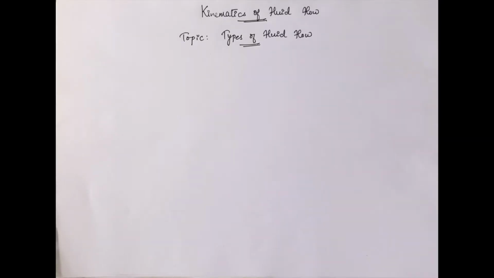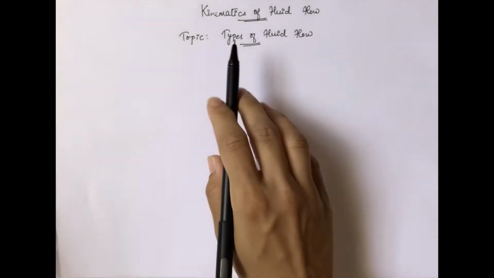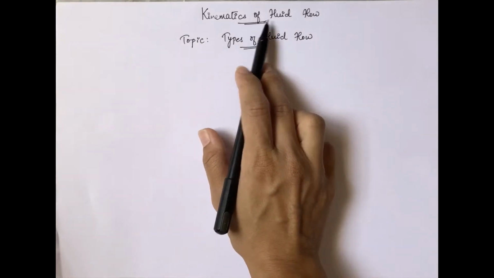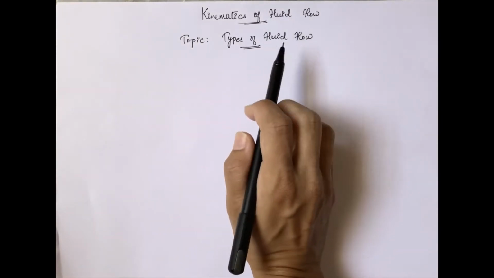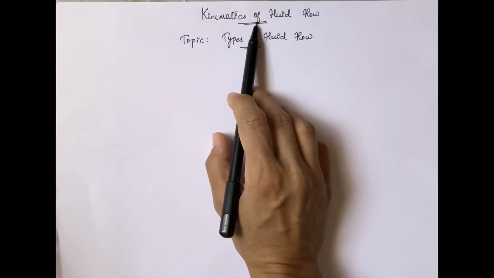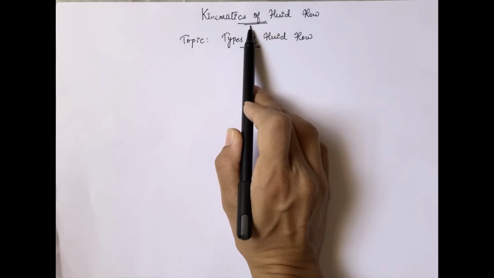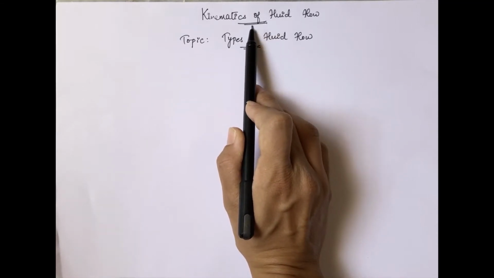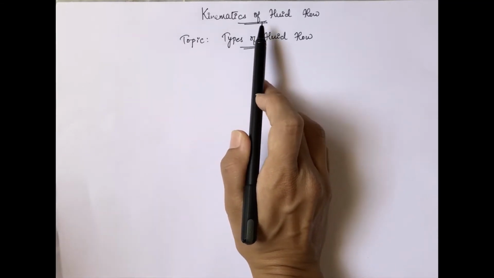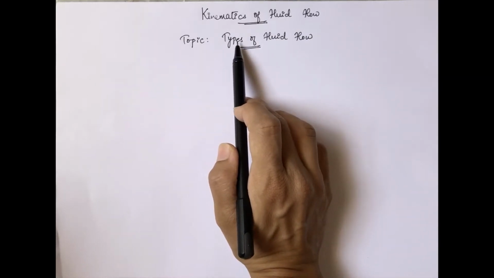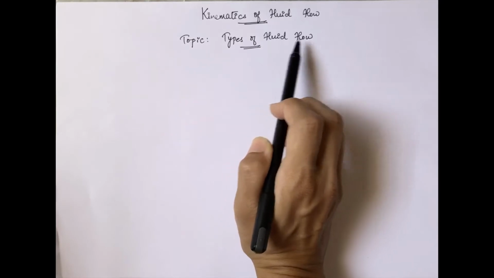So today in this video we are going to discuss the topic types of fluid flow, which comes under the study of kinematics of fluid flow. As I have said earlier, kinematics of fluid flow is the branch of fluid mechanics which deals with the motion of the fluid particles without considering the forces causing the motion. Now, starting with the classification of the types of fluid flow.